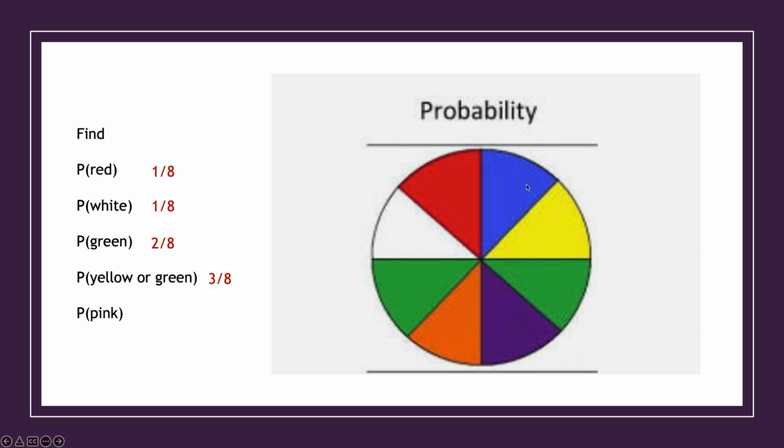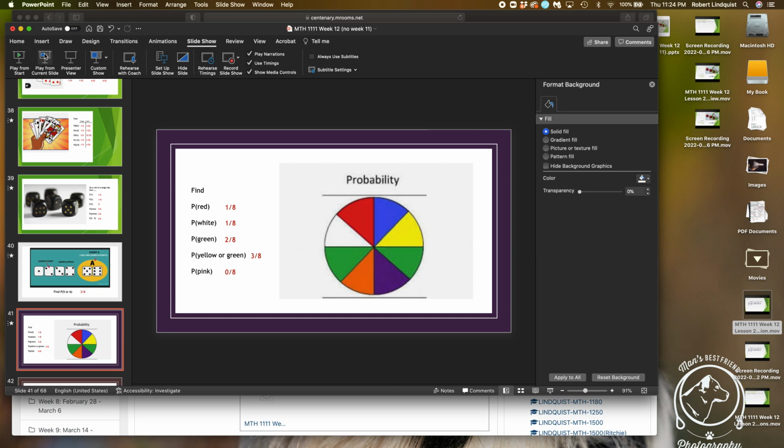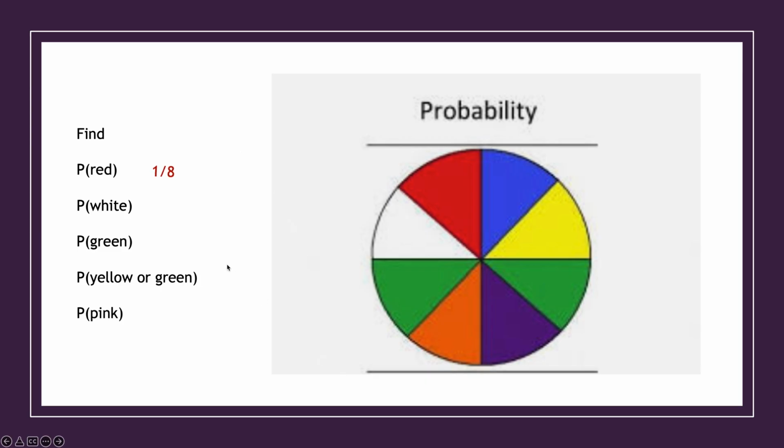And then the probability of pink. Well, there are no pink pie wedges or pizza wedges here. So that probability is, why does it say 1 out of 8? That probability is 0. I have probably copied it and didn't change it, because Lord knows I've done it before.